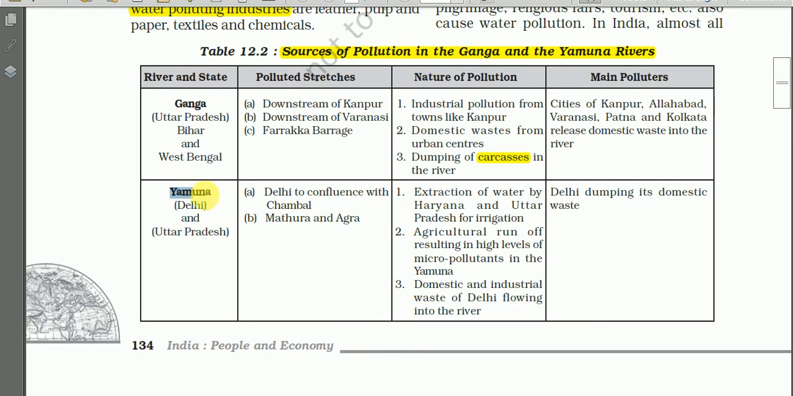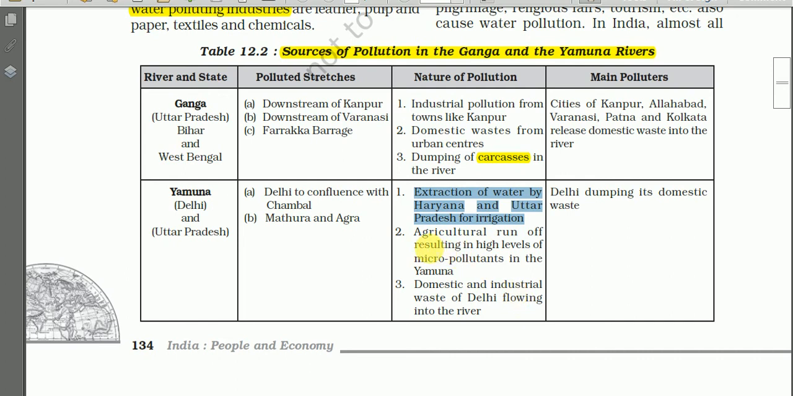And about Yamuna river, mainly it is polluted in the Delhi and Uttar Pradesh area. Polluted stretches are Delhi to confluence with Chambal, okay, from Delhi up to the confluence of Yamuna with Chambal river. Then another stretch is Mathura to Agra. Okay, so natural pollution here: extraction of water by Haryana and Uttar Pradesh for irrigation, that is over extraction, over utilization of water, okay, from Yamuna river.